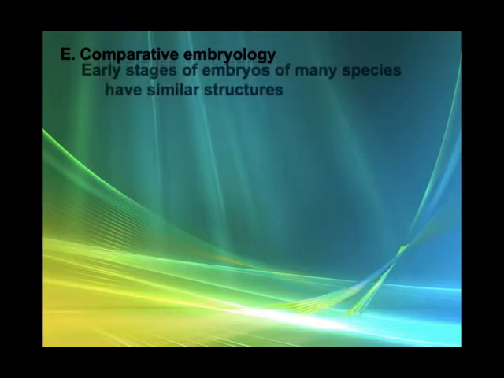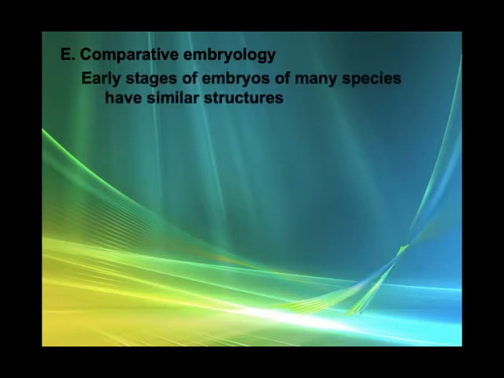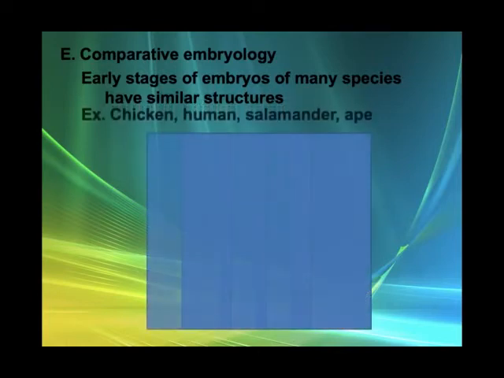It's long been known that very early stages of embryos of many species have very similar structures. For example, you would never confuse a fish with a human being, but in the very early stages of development, humans actually have gill slits. They eventually go away, and we breathe with lungs, obviously, but in the embryonic stage, you actually had gills, much like a fish does.